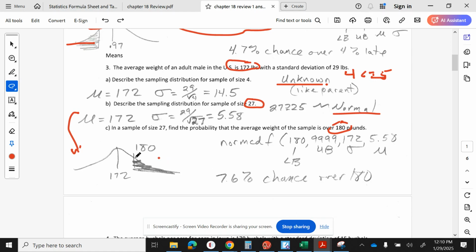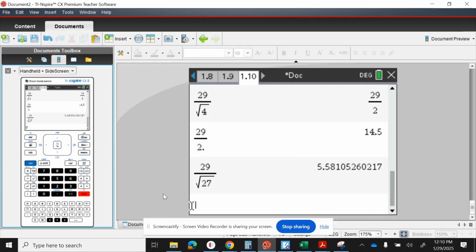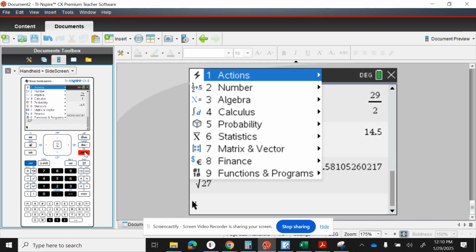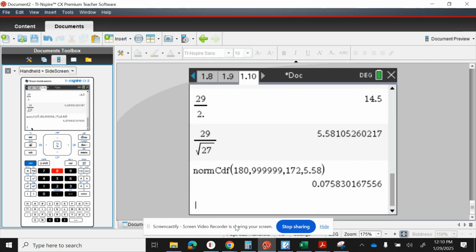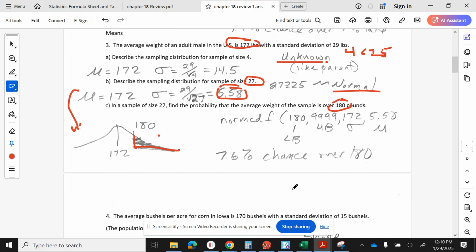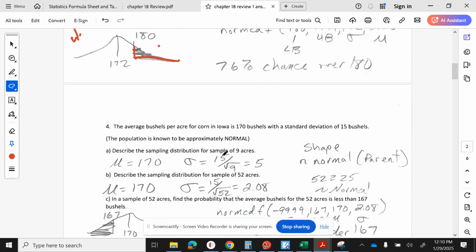Normal CDF from 180 to 999. Label it, lower bound, upper bound, mean 172, standard deviation 5.58. We should get a 7.6% chance that we end up over 180. I'll do it real quick. Then use 652, 180, 99999, 172, 5.58. 7.5, 7.6% rounded. All right, number 4.